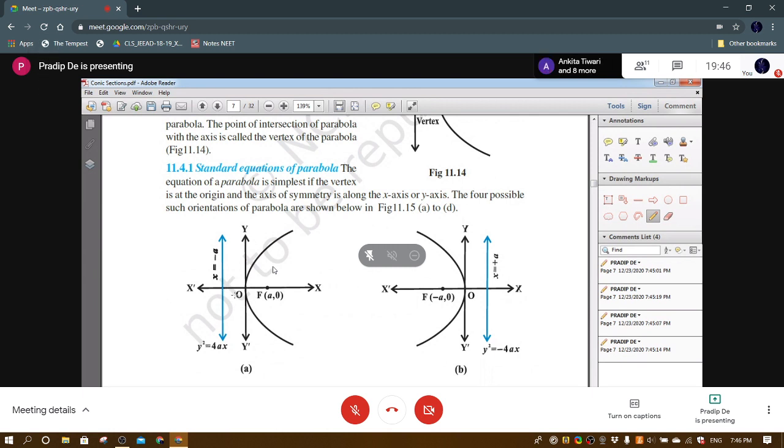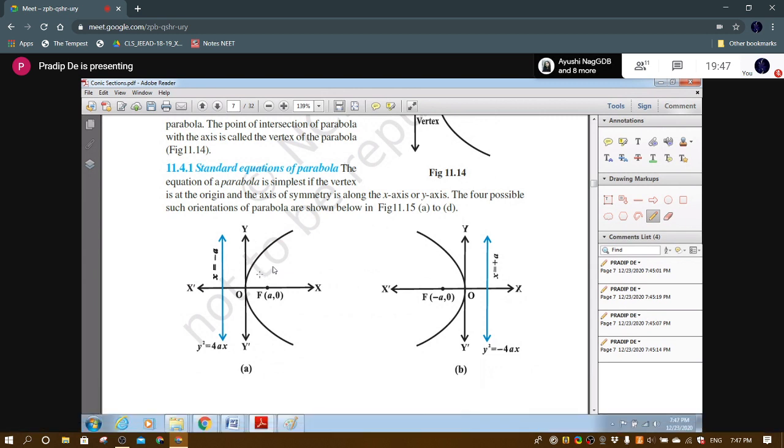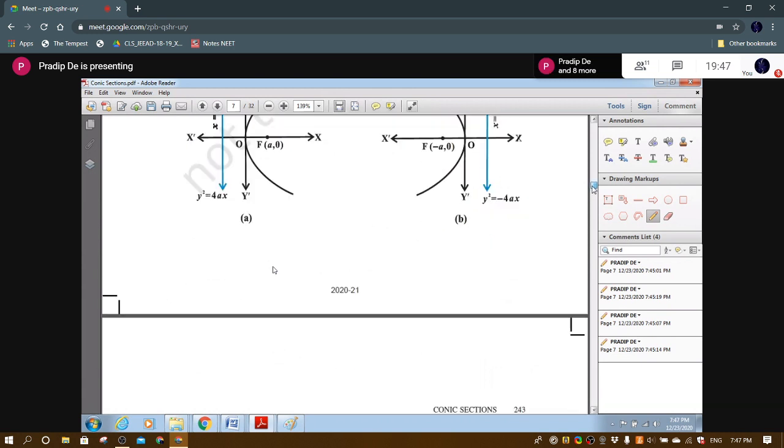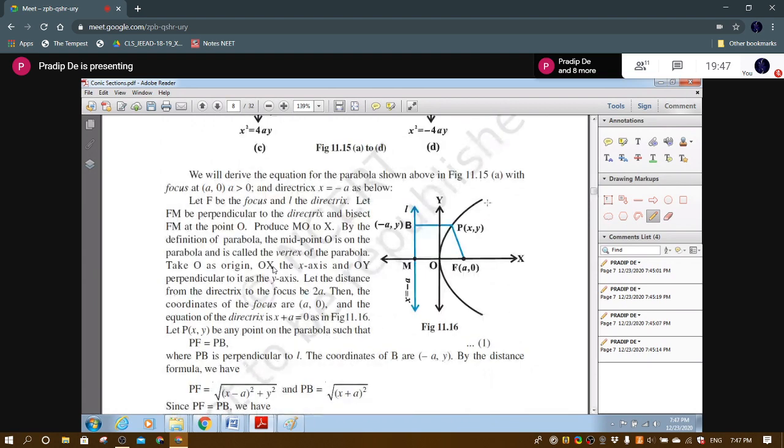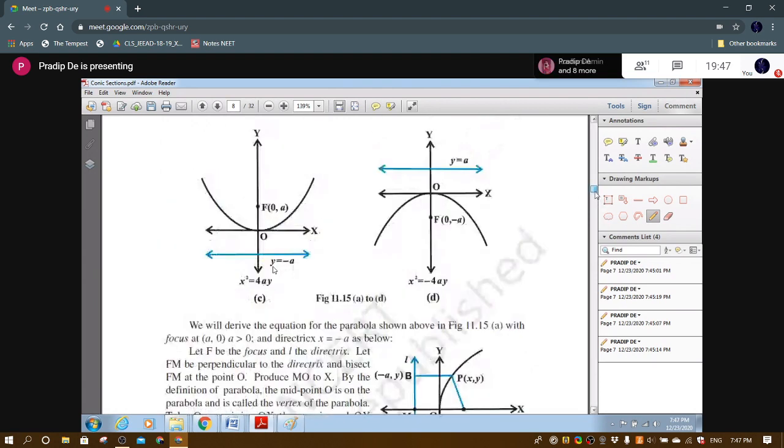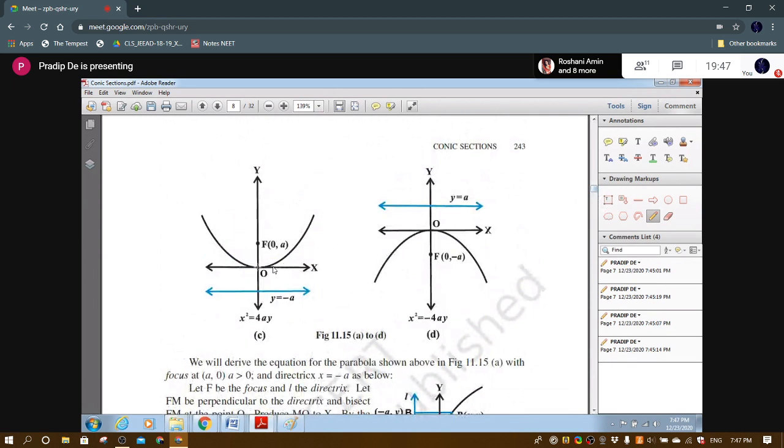There are 3 more cases. This is one case. Give this parabola a reflection in the y-axis. Reflect this parabola in the y-axis. Then you get a new orientation of this parabola. This is the second case. The third one is, I'm sorry, this is the third case. Here is the vertex. This is the fourth case.